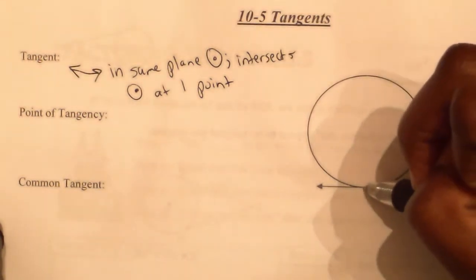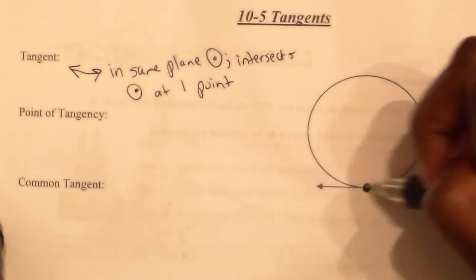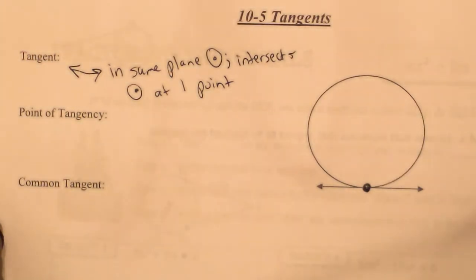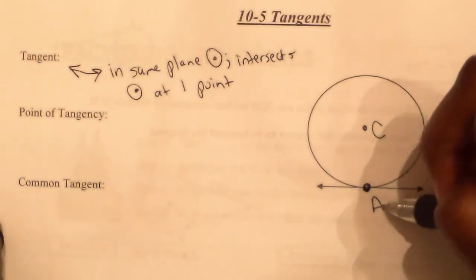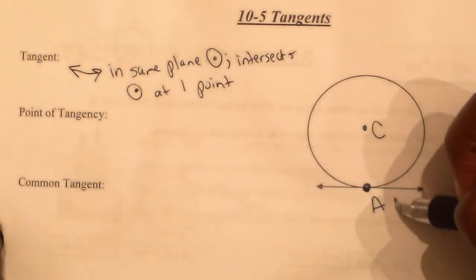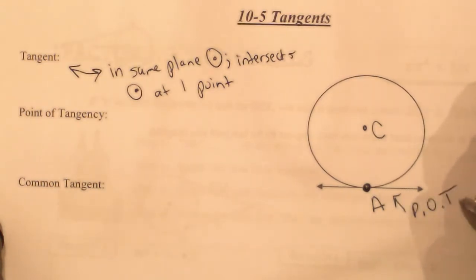So here's an example of a line that's intersecting a circle at one point. Everybody got it? So here I have circle C intersecting at one point A, and that point is called my POT. I just abbreviate it. What is POT? That's the point of tangency. The point of tangency is that one point where the line intersects the circle. Everybody got it?